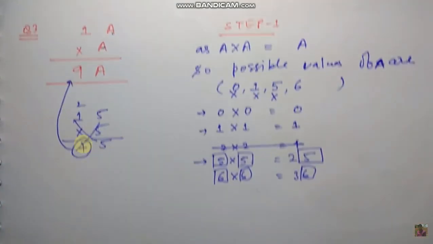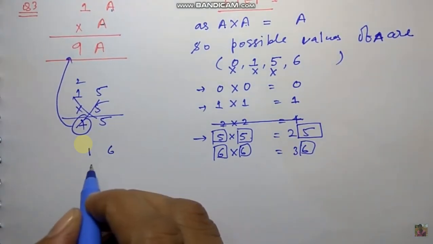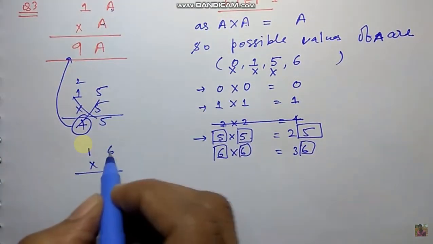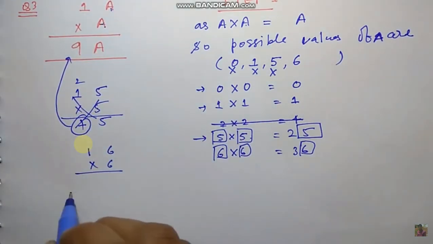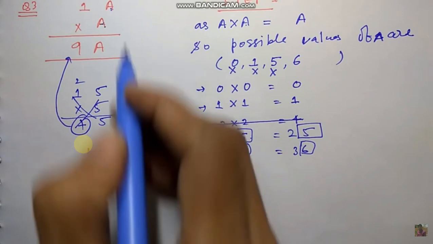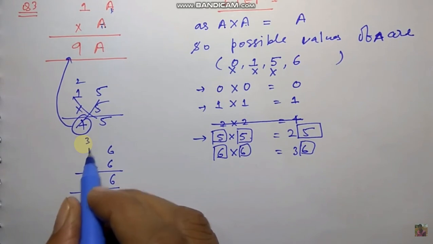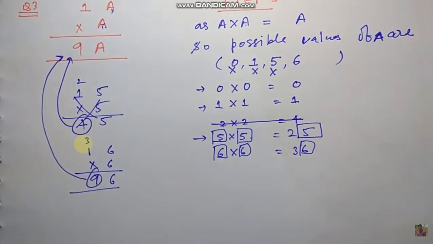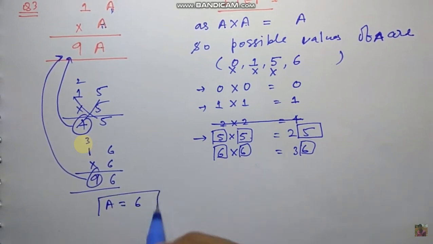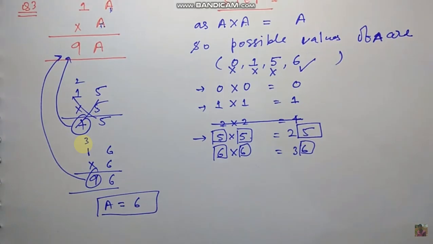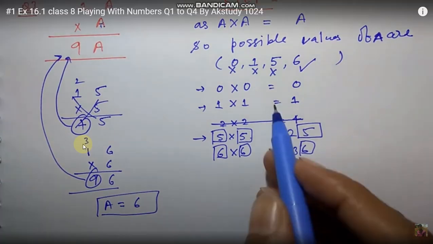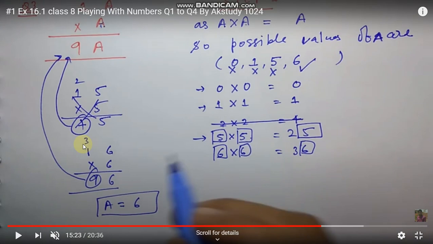Let me check for 6. 16 into 6: 6 sixes are 36, 3 is carry, 6 ones are 6 plus 3 is 9. So it works. So A is equal to 6. That is how we can multiply alphanumerals. We will continue in the next class. Thank you.